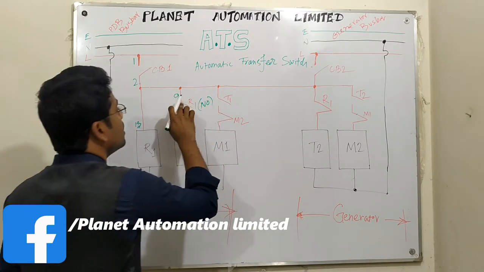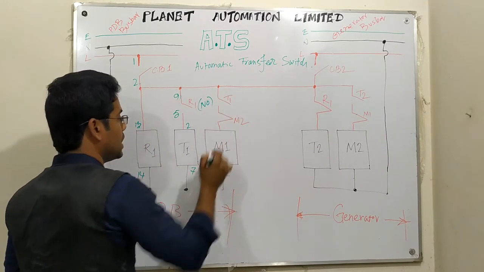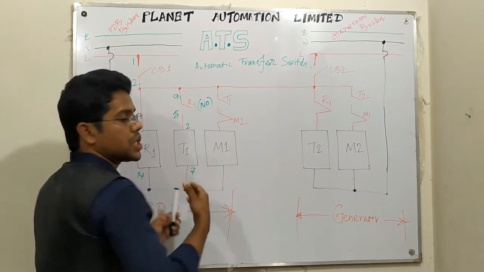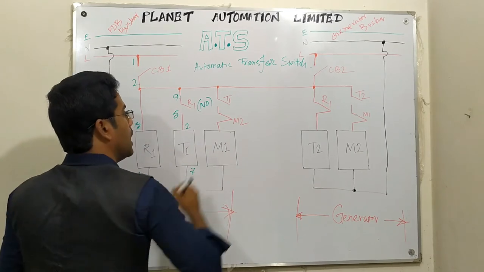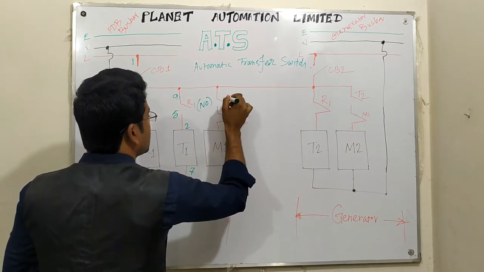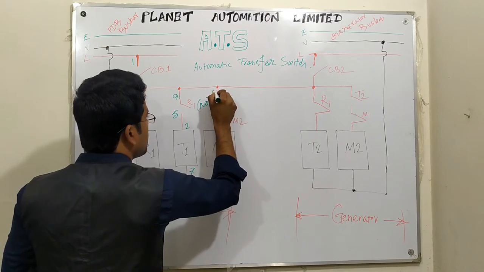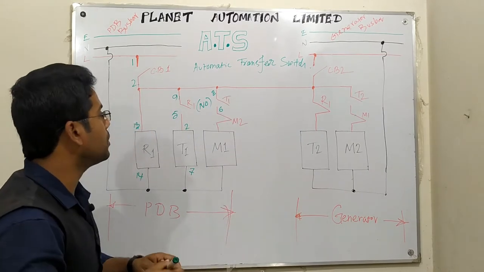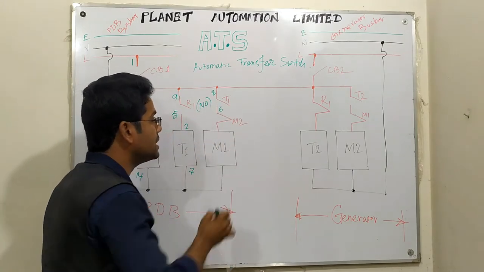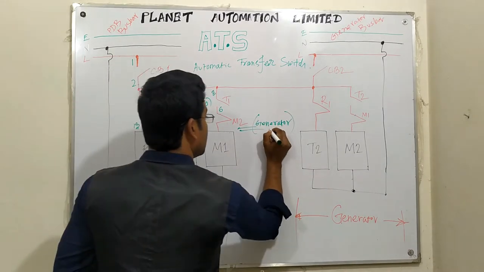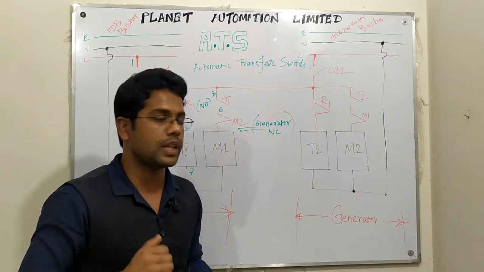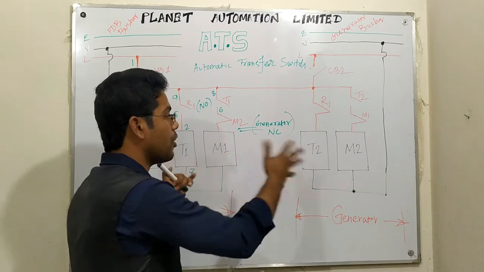So friends, relay terminal 9 is directly connected to this timer. When the relay contact is NC, the timer will be on. After 5 or 10 seconds, the delay time you fixed here, the on-delay timer gives its result and its contact changes. Here 8 is common and 6 is the contact, and 8 and 6 go to M2, the generator contactor. This generator NC is used for the interlocking system. The interlocking system is very important for our power transfer system.